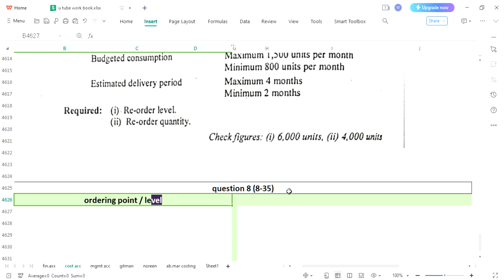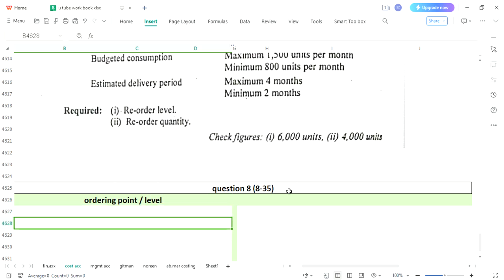And how do we calculate? We need to have maximum requirement. Kindly keep it in mind, there are two words, maximum requirement and maximum stock level. We do need maximum requirement and we need to multiply it with lead time.